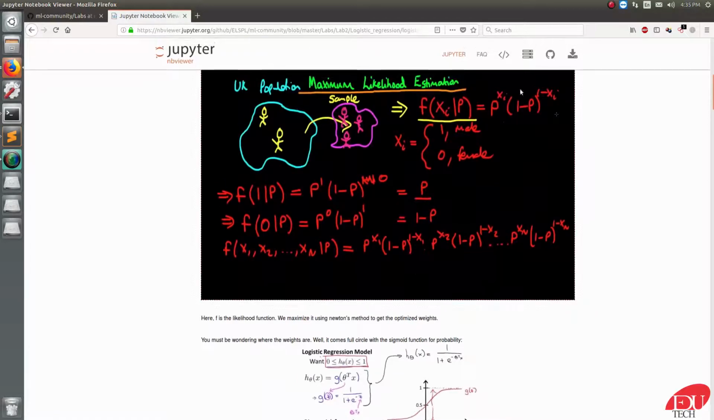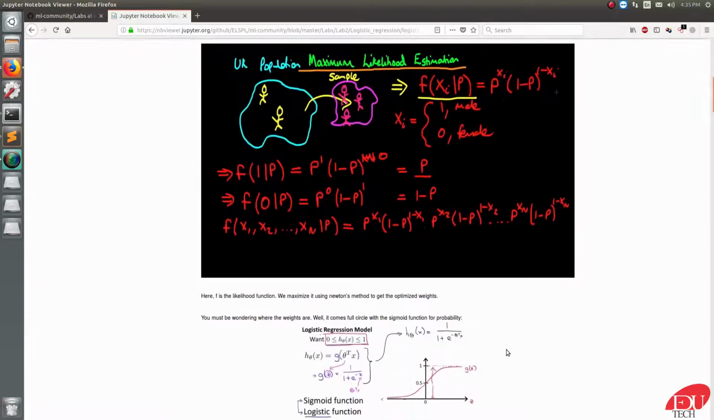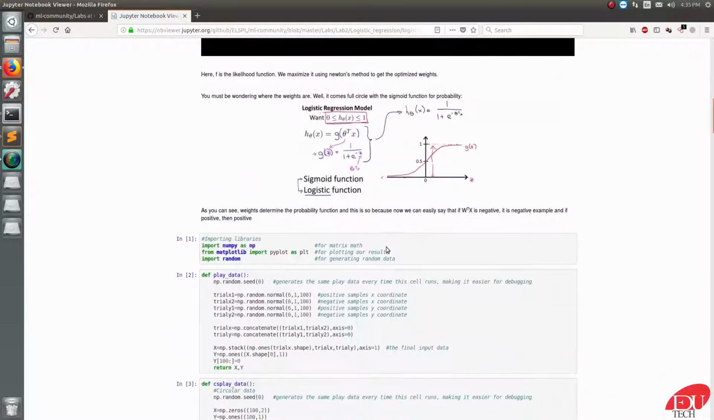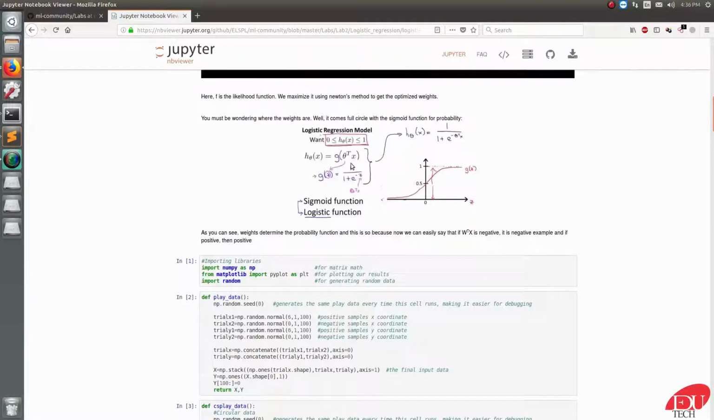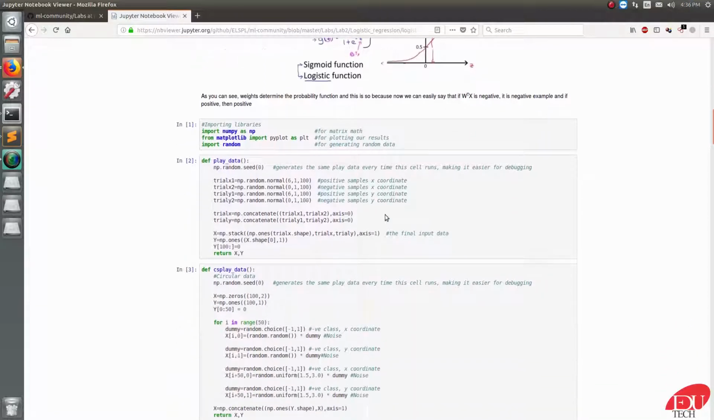As you can see, we have used the maximum likelihood estimation, MLE, to find the likelihood and maximize it using Newton's method. And after that, we have found an optimal value for this theta, for which the model will classify. So again, there's the code.